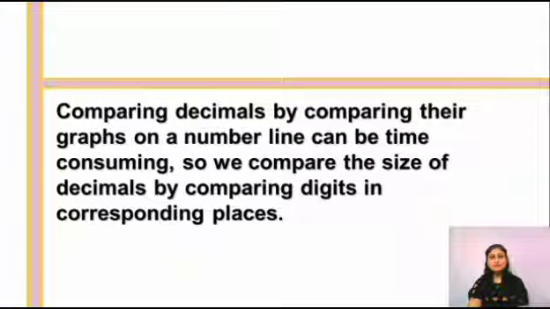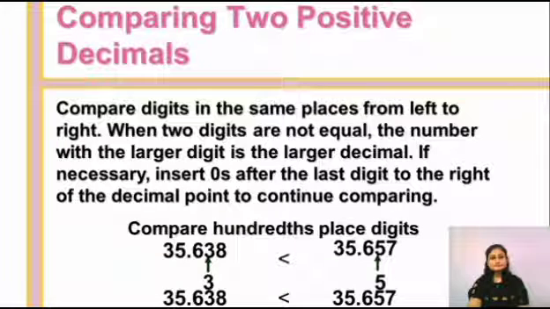Comparing decimals by comparing their graphs on the line can be time consuming, so we compare the size of decimals by comparing digits in corresponding places. For example, the first number is 35.638 and the second is 35.657. Here, after the decimal point, the tenths place is the same, digit 6, and in the hundredths place, digits are 3 and 5 respectively. So we know that 3 is less than 5, so the first number is less than the second number.